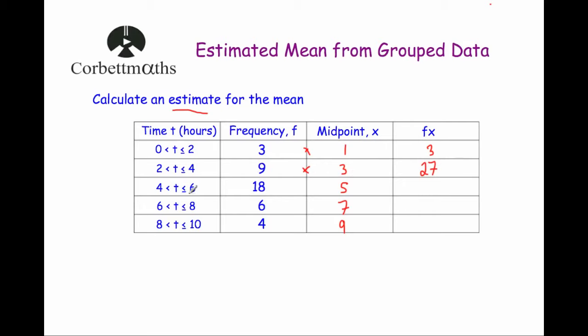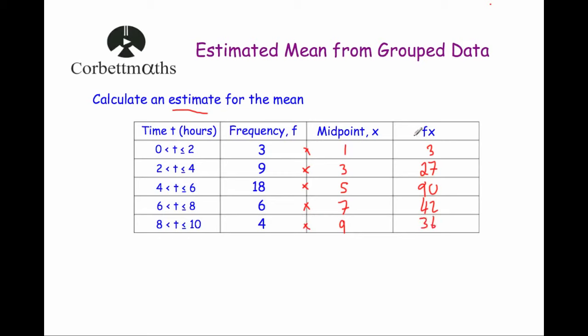These 18 students spent between 4 and 6 hours. So we've said 5. Well, 18 times 5 is equal to 90. Our next 6 students, we're assuming they spent 7 hours revising each. So 6 times 7 is equal to 42 hours. And finally, 4 times 9 is equal to 36 hours.